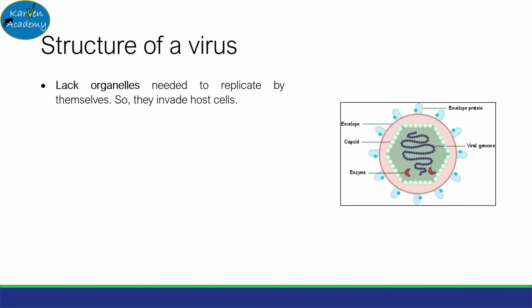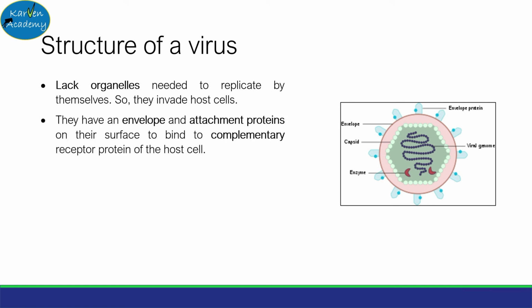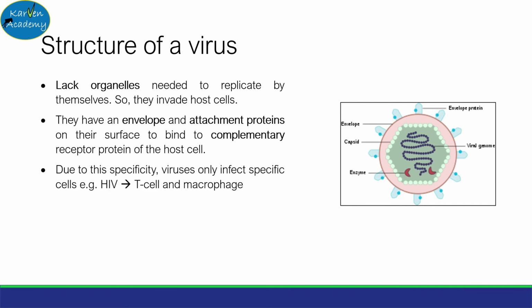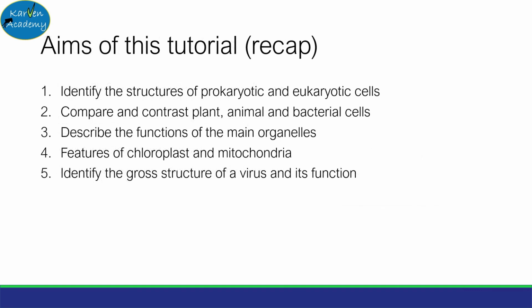Now let's finally look at the structure of a virus. Viruses lack organelles, need to replicate by themselves, and hence they invade host cells. They have an envelope and attachment proteins on their surface to bind to complementary receptor proteins of the host cell. Due to this specificity, viruses can only infect specific cells. For example, the HIV virus will only infect the T cell or the macrophage. Viruses that invade bacterial cells are called bacteriophages.